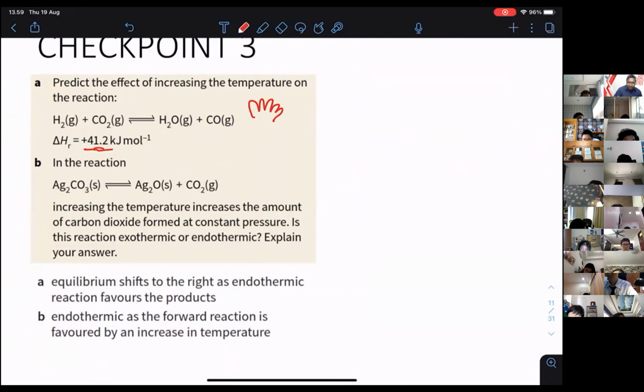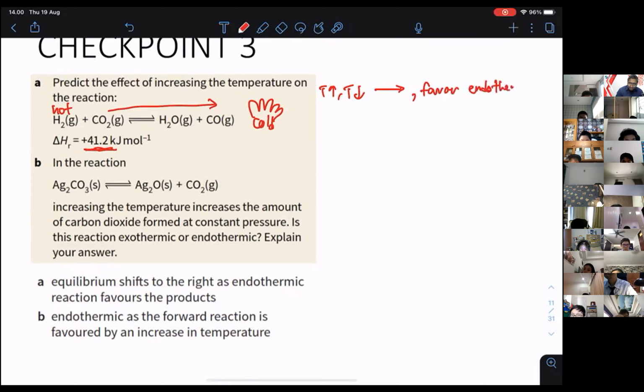Heat is absorbed, so it's going to be cold, and this is going to be hot. So if I increase the temperature, it means that I need to decrease the temperature. How do I decrease the temperature? By moving hot to become cold. The position is shifted to the right, and when I'm shifting it to the right, it means it's favoring the endothermic reaction. Favor endothermic reaction. So this is what you should write in your exam.